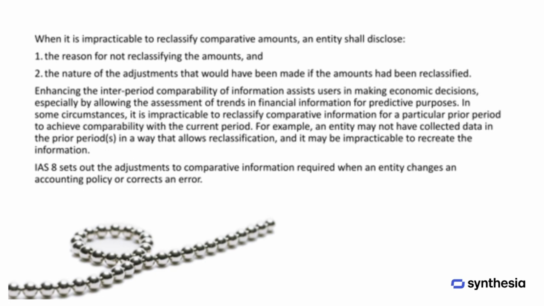When it is impracticable to reclassify comparative amounts, an entity must disclose the reason for not reclassifying the amounts and the nature of the adjustments that would have been made if the amounts had been reclassified. These disclosures help users understand the limitations on comparability between periods and allow them to assess how the changes may affect their economic decisions. For example, if an entity did not collect the necessary data in prior periods in a way that would allow for reclassification, it may be impossible to recreate that information. IAS 8 provides guidance on the adjustments required when an entity changes an accounting policy or corrects an error, ensuring that users of financial statements can still make informed decisions despite these challenges.